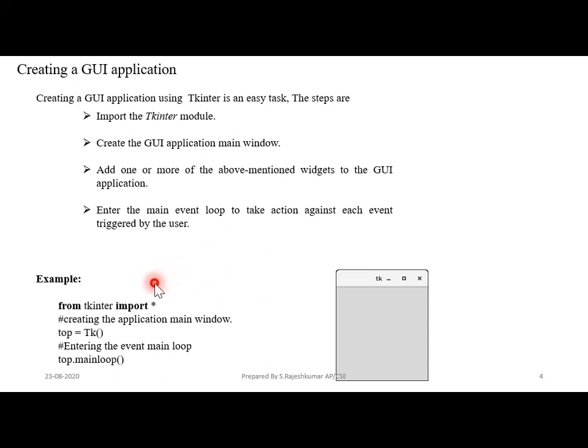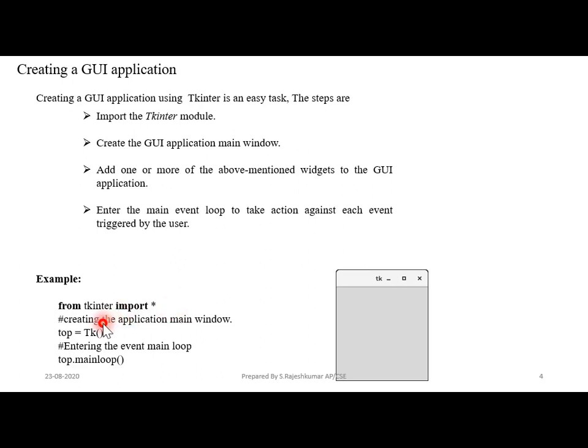Here is the first program to make a GUI window. You can write from Tkinter import, or else you can write this line as import Tkinter. Again, like this also: from Tkinter import star. Here Tkinter is the package name. From the Tkinter package you import star, meaning all the methods and functions. You just import all those things, so I have mentioned the star, meaning all.